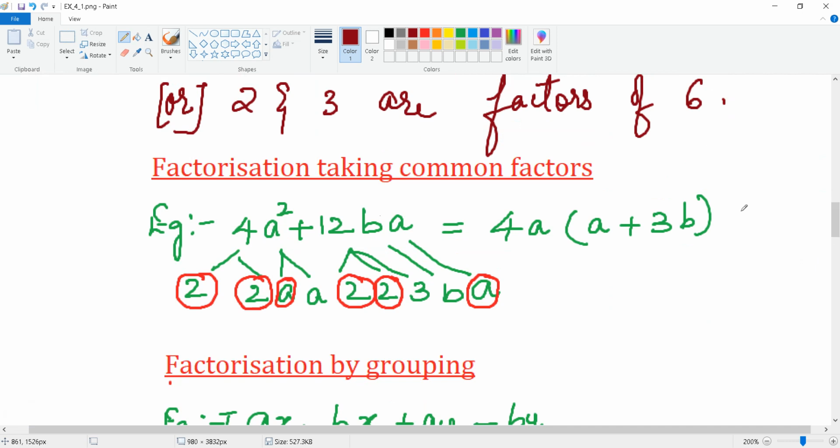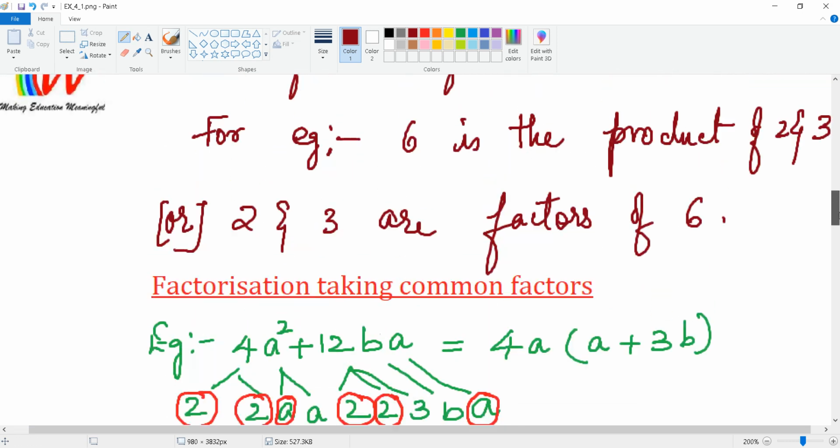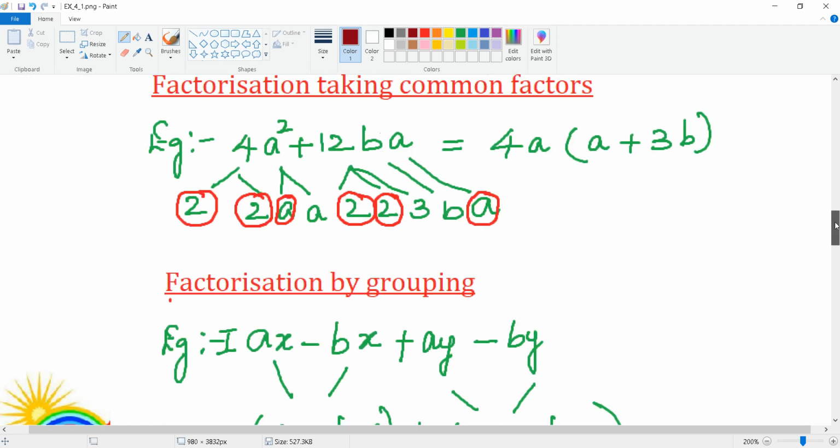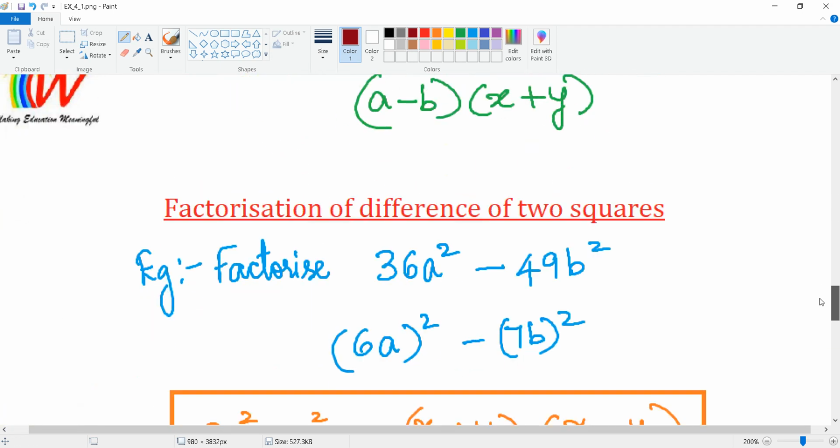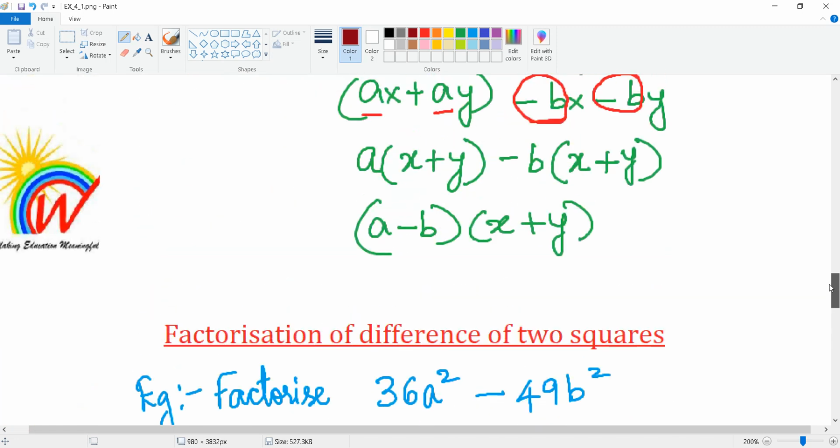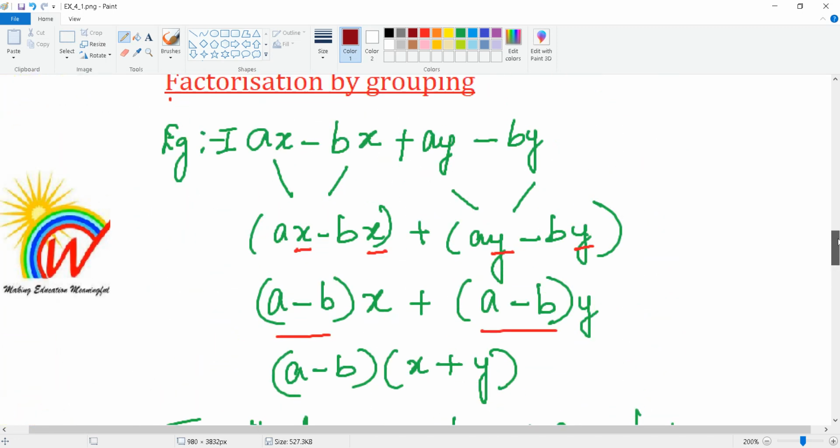Now we'll look at how to do factorization. When I ask you to multiply, you can easily multiply. We have learned how to do multiplication, but factorization is the other way around, going back from the product. From where you have got the product, that is the answer you have to find. Factorization is done in 3 ways. In this video I'm going to give you 3 different cases. Depending upon the question, we choose the case.